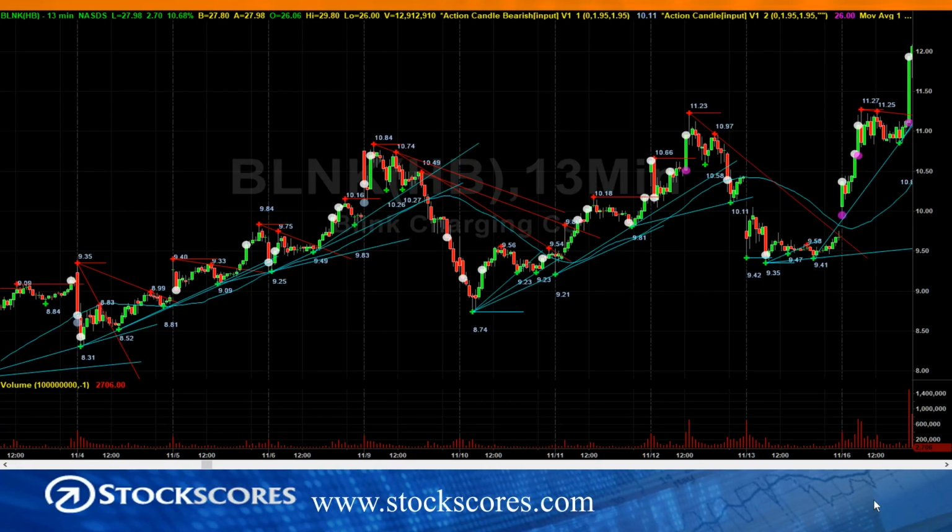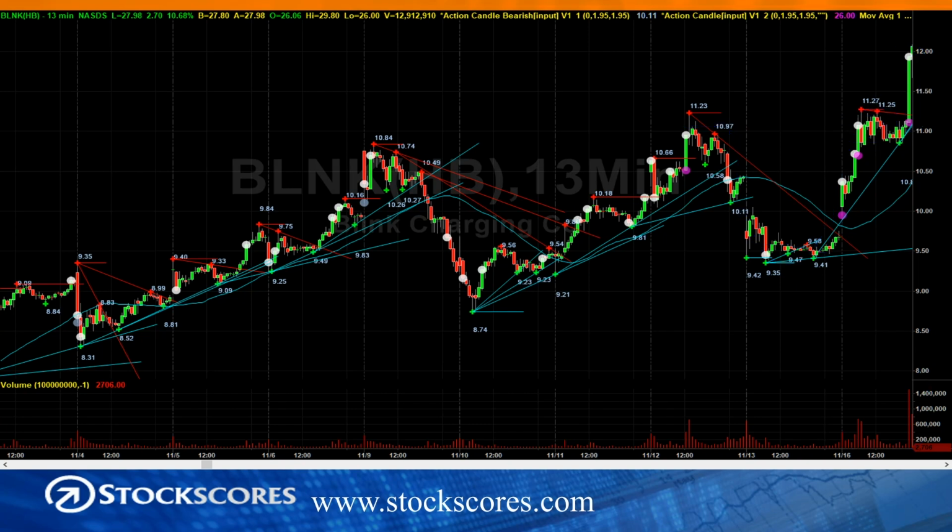So this is one that came on November 16th. This is BLNK. And there you can see the action candle breaking from a predictive chart pattern. That's called a cup and handle pattern. You can see the cup, you can see the handle on the right. And what you also should notice is the big spike in volume and the big spike in price.